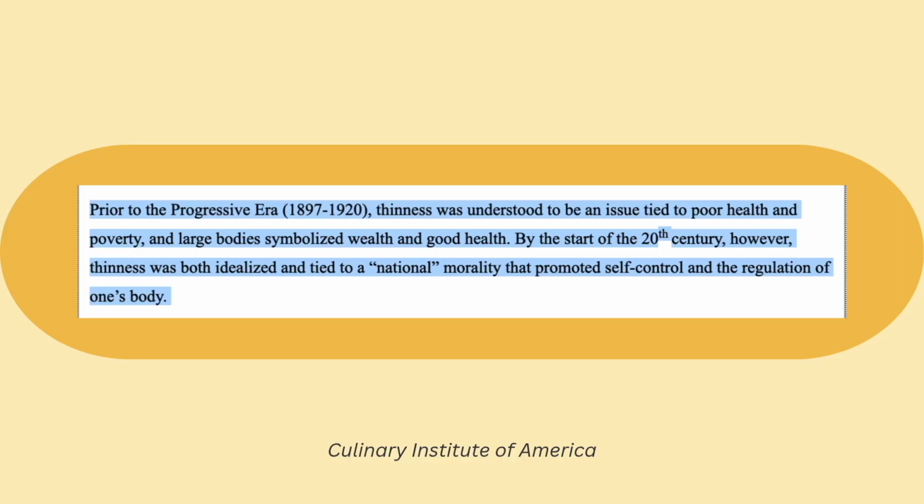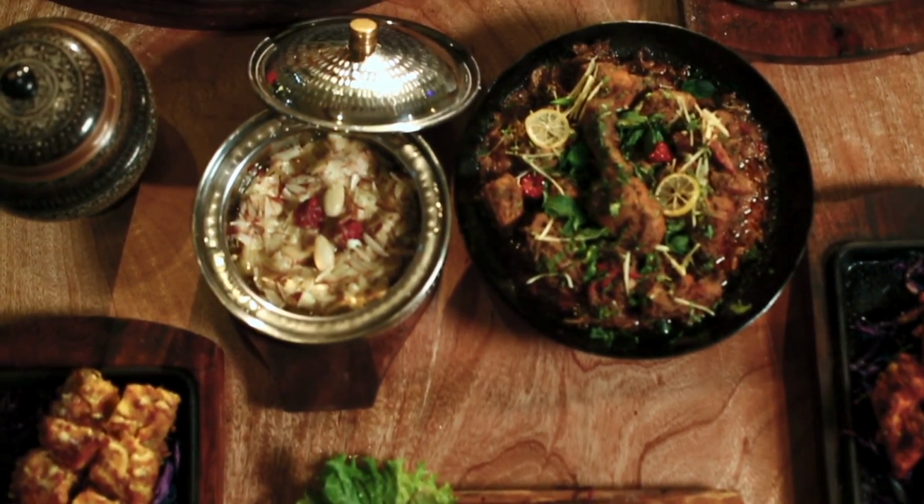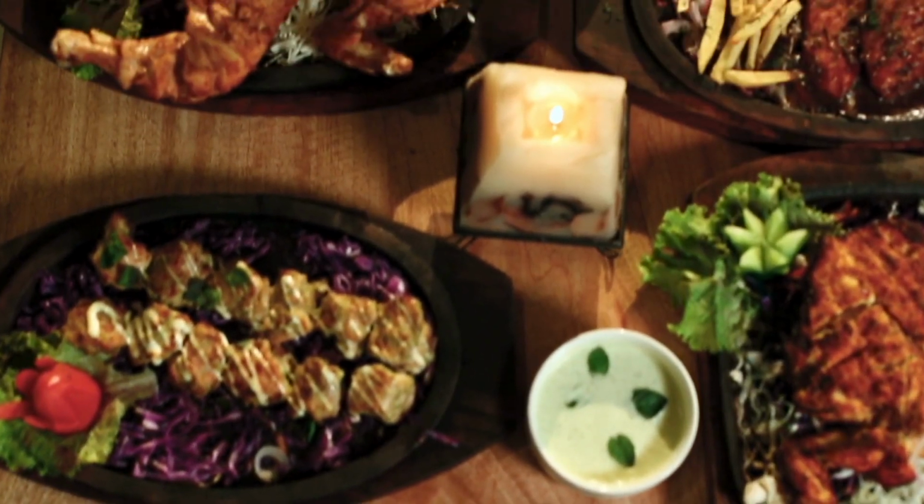The attitude of thin equals hot isn't actually how it has always been, as found in this article thanks to the Culinary Institute of America. Prior to the Progressive Era, 1897 to 1920, thinness was understood to be an issue tied to poor health and poverty, and large bodies symbolized wealth and good health. By the start of the 20th century, however, thinness was both idealized and tied to a national morality that promoted self-control and the regulation of one's body. Culturally, regardless of our natural body's frame, the genes that dictate our bone size, features, and skin color, we must always want to be lean, eat less, and or feel guilt around food.